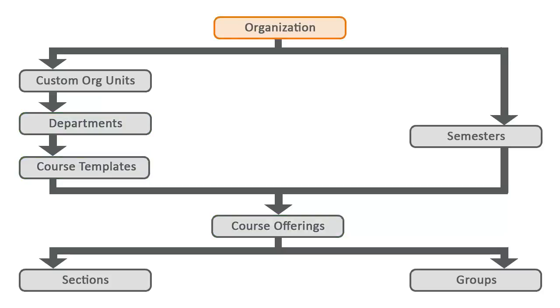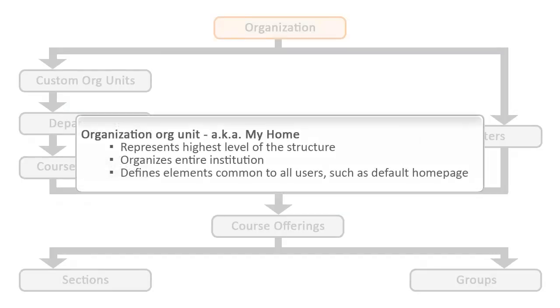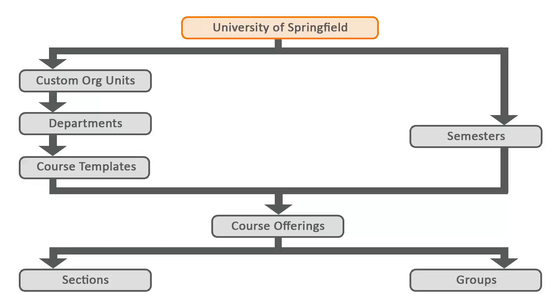First, we will discuss the organization org unit, which is highlighted in orange. The organization org unit, also known as the My Home page in D2L learning environment, is the highest level of the structure and represents your entire institution. At this level, you can define elements that will be common to all users throughout the entire institution, such as the default homepage. For this example, we look at the org structure for the fictional University of Springfield.